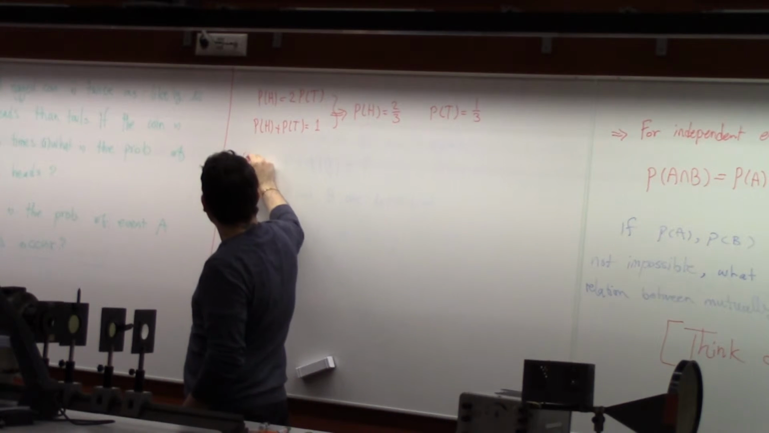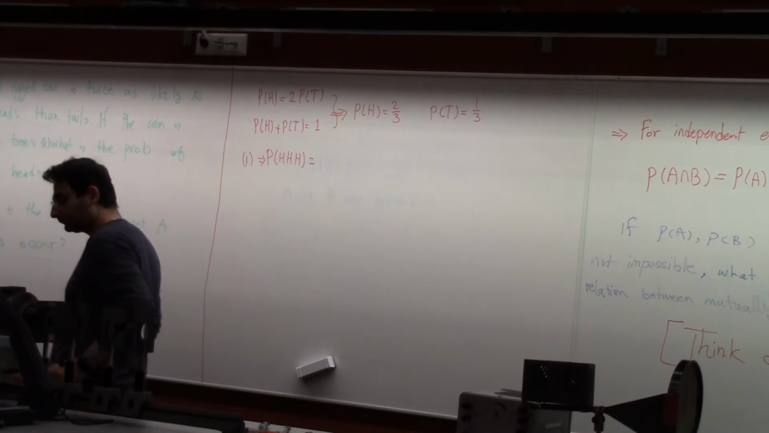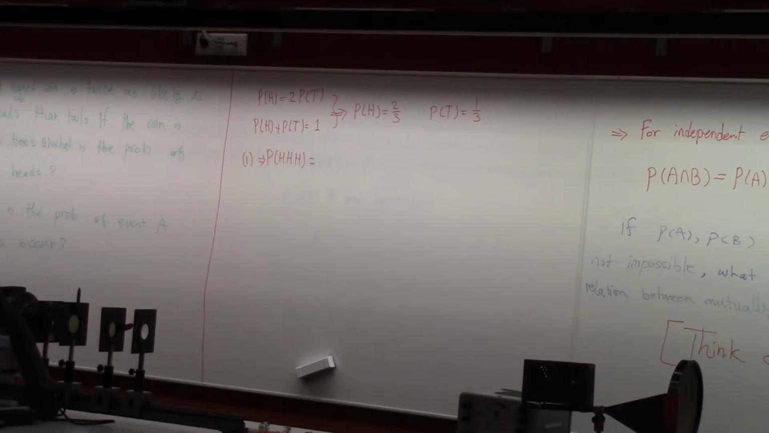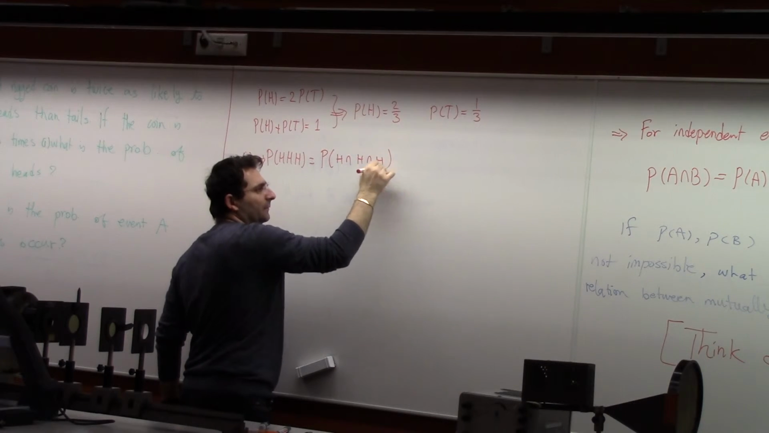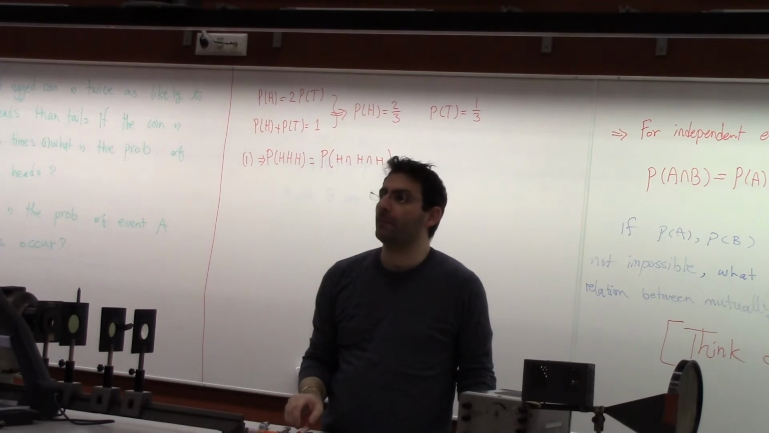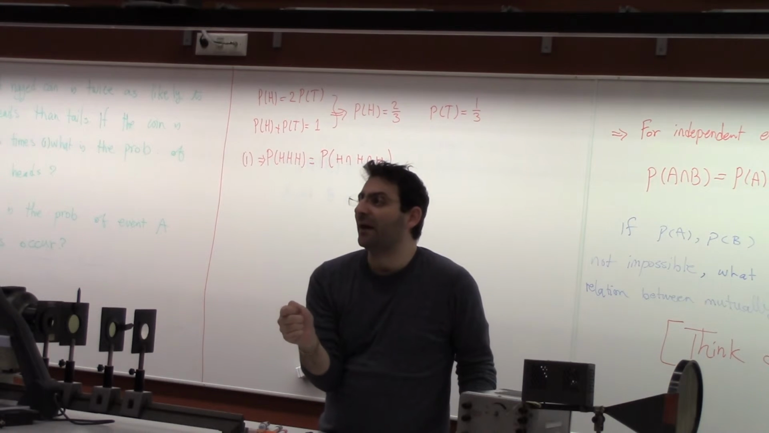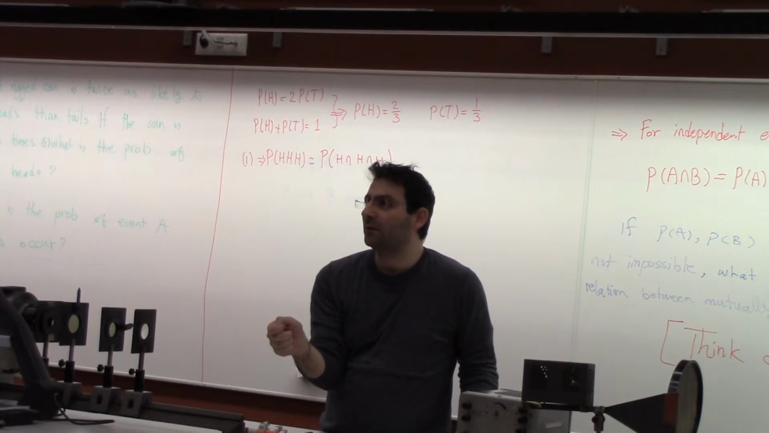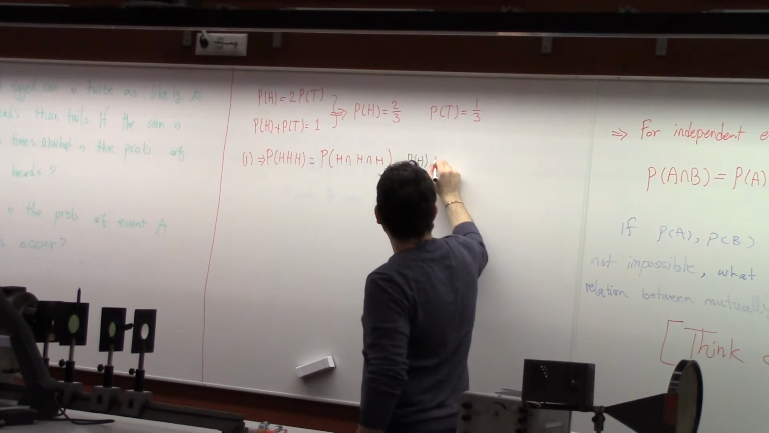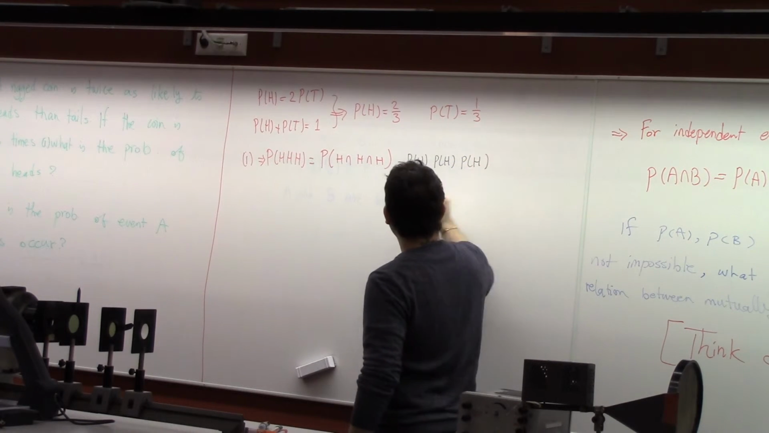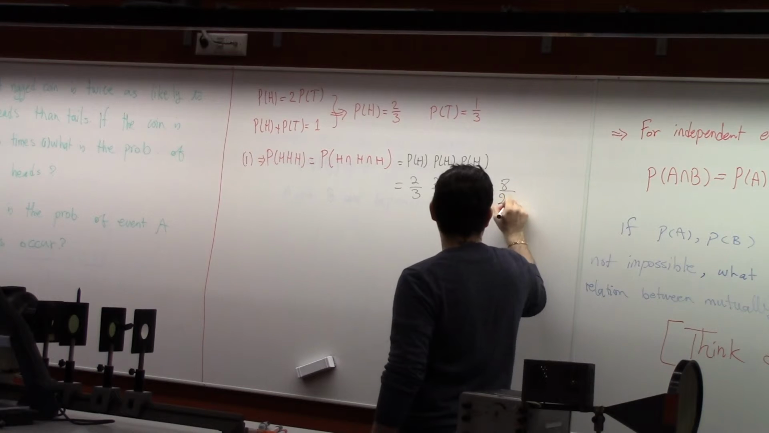In the first part, it asks what is the probability of head, head, head? Which means what is the probability of head intersected by head intersected by head? If the first one is head, will it affect the second one to be head? What about the third one? No. So they are independent. So this is equal to probability of head multiplied by probability of head, multiplied by probability of head, which is 2 over 3 multiplied by 2 over 3 multiplied by 2 over 3, which is 8 over 27.